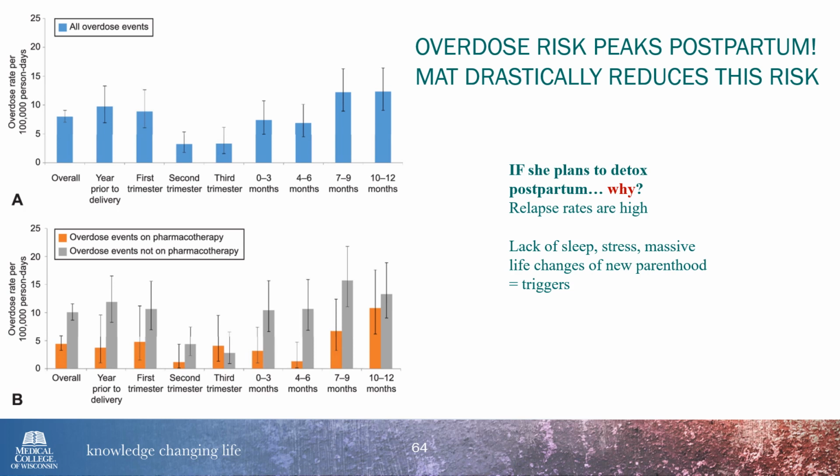Patients will often ask, well, doc, I have my baby and I want to live happily ever after, and I don't think I need this medication anymore. I significantly push back against that notion. What I tell moms that I deliver on opioid use disorder is that the rates of relapse and overdose are highest in the 7 to 12 month range after giving birth.